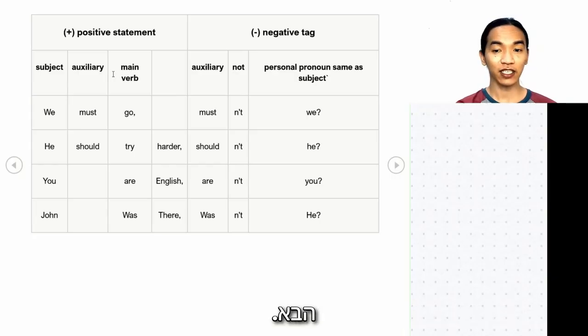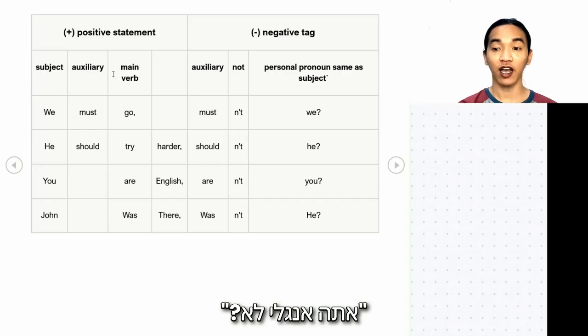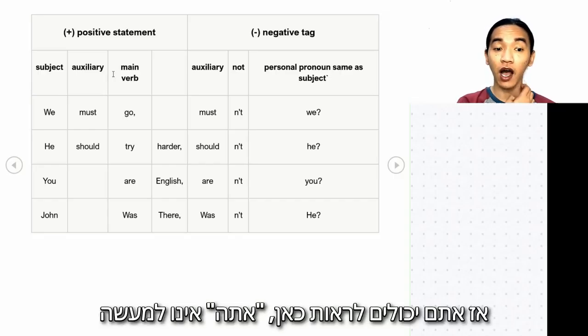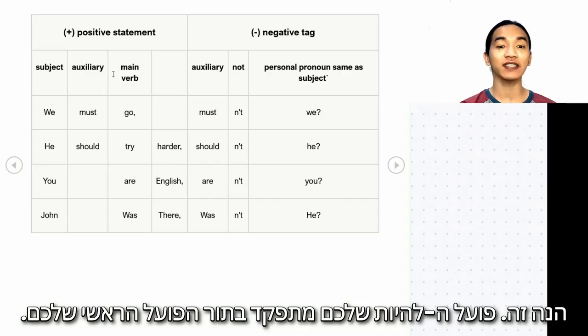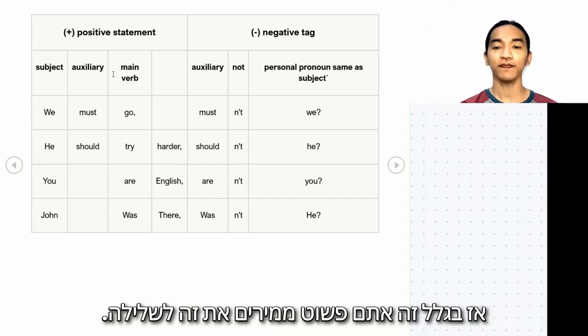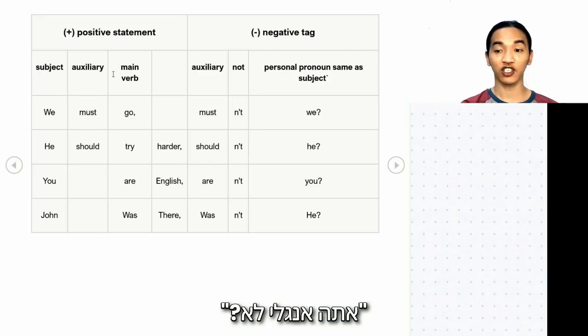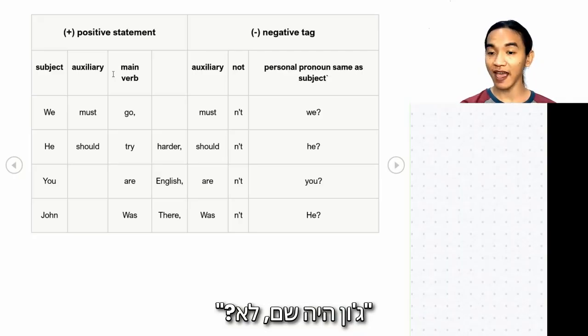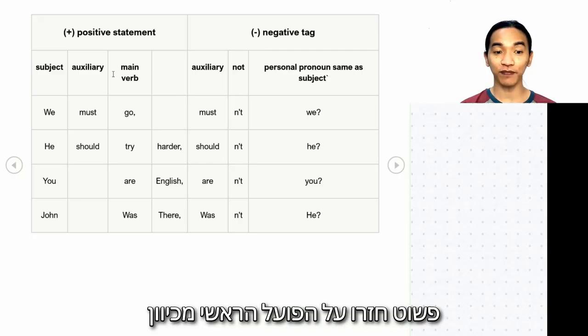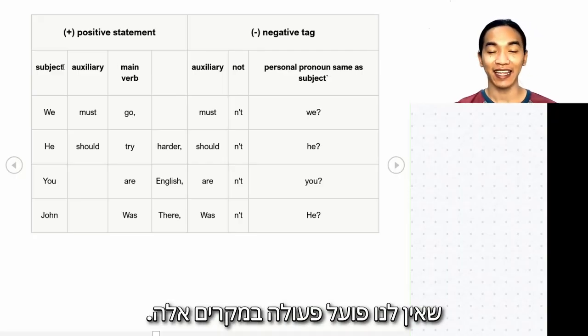All right, next, you are English, aren't you? So you can see here, are is not actually an auxiliary verb because it is your main verb here. It is your be verb, functioning as your main verb. Okay, so that's why you just convert it into negative. You are English, aren't you? Similar to the last sentence, John was there, wasn't he? Okay, just repeat the main verb since we don't have an action verb in these cases.